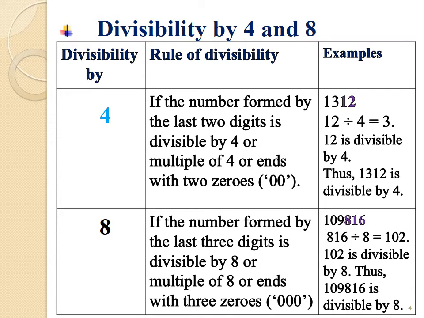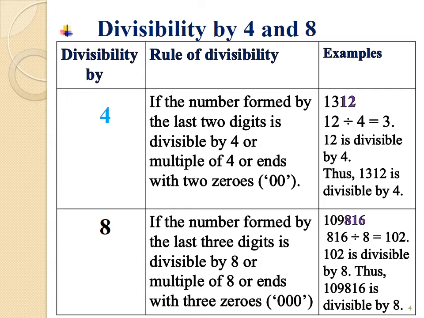Divisibility by 4. A number is divisible by 4 if its last two digits are either zeros or the number formed by them is divisible by 4. For example, 1312. Students, in order to check whether 1312 is divisible by 4 or not, we have to divide the last two digits, that is 12 of this number, by 4. Thus, dividing 12 by 4, we get quotient 3 and remainder 0. Thus, 1312 is divisible by 4.